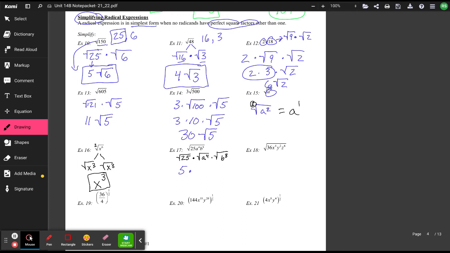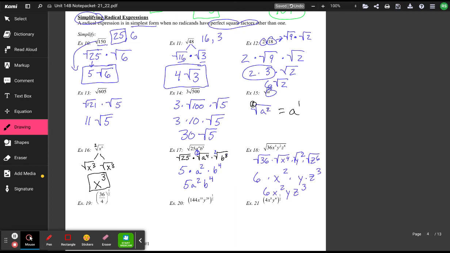The square root of a to the 4th, 4 divided by 2 for that index is a squared. And then the square root of b to the 8th would be b to the 4th, because b to the 4th times b to the 4th would be b to the power of 8. 8 divided by 2 is 4. Final answer, I don't need to put the multiplication signs. 5a squared b to the 4th. You guys will try example 18 on your own, and then I will show you the answer here in just a moment.